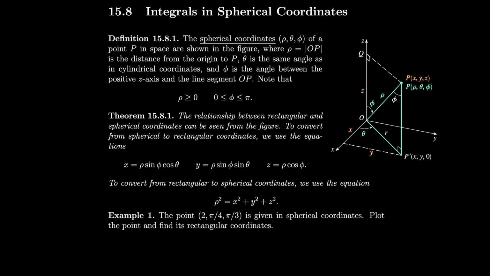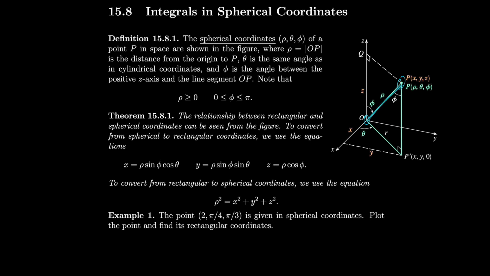Section 15.8, Integrals in Spherical Coordinates. The spherical coordinates rho, theta, phi of a point P in space are shown in the figure, where rho is the distance from O to P. So that's the distance from the origin to some point P. So over here is rho.